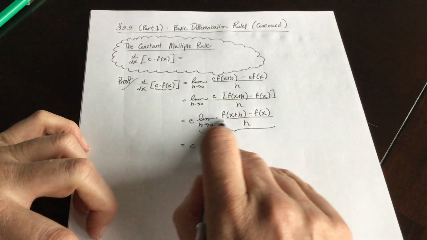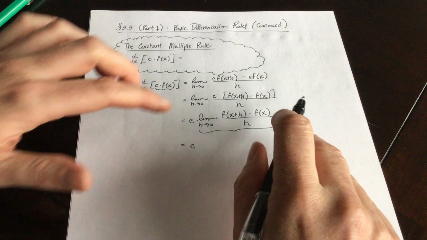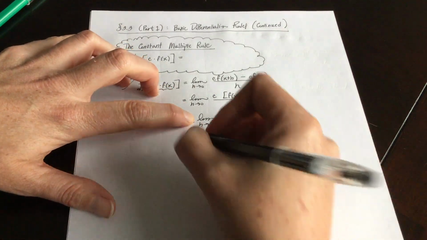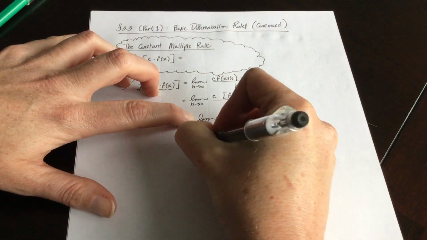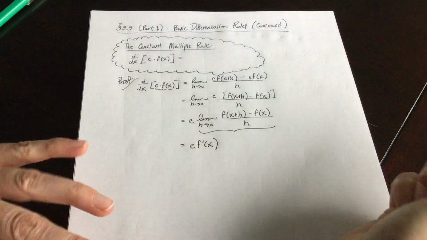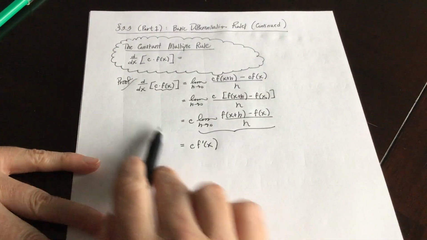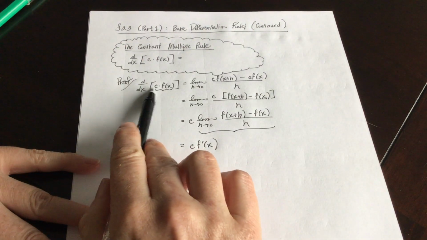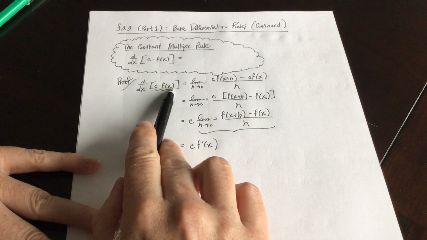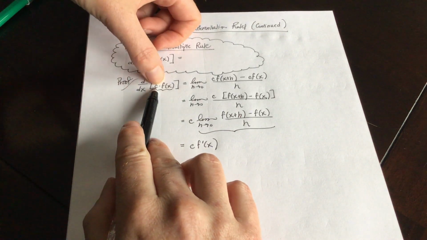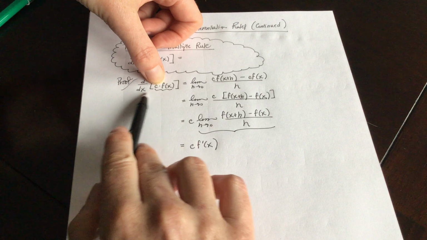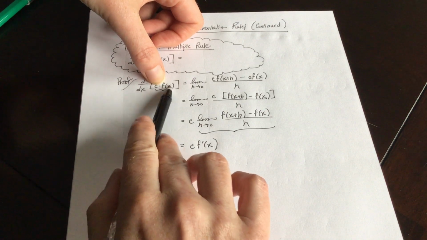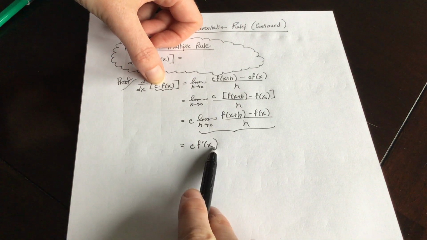All right, so if you've been sufficiently tortured by the definition of derivative, you could look at this mess and you could say, that is f prime of x. So what did we just find out? Basically, if you're taking the derivative of a constant times a function of x, you can factor the constant out front and take the derivative of the part that's left. And that would, of course, be f prime of x.